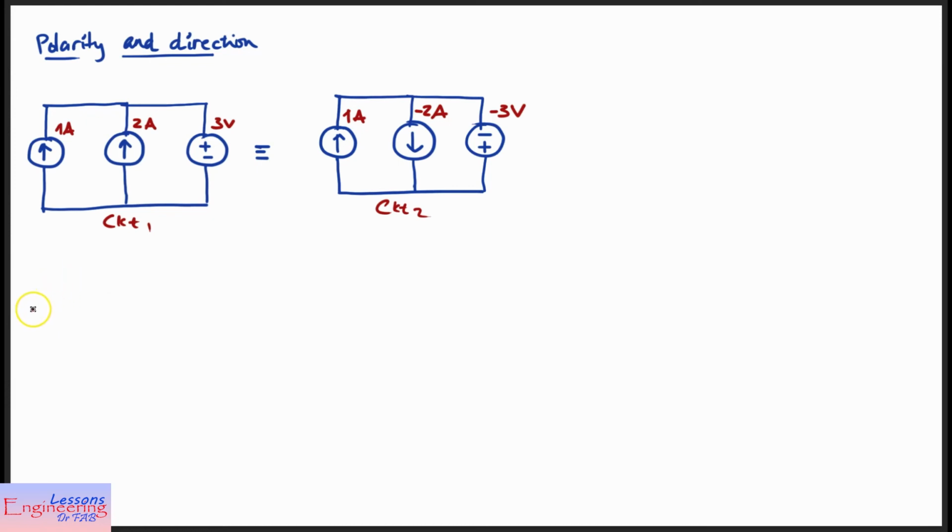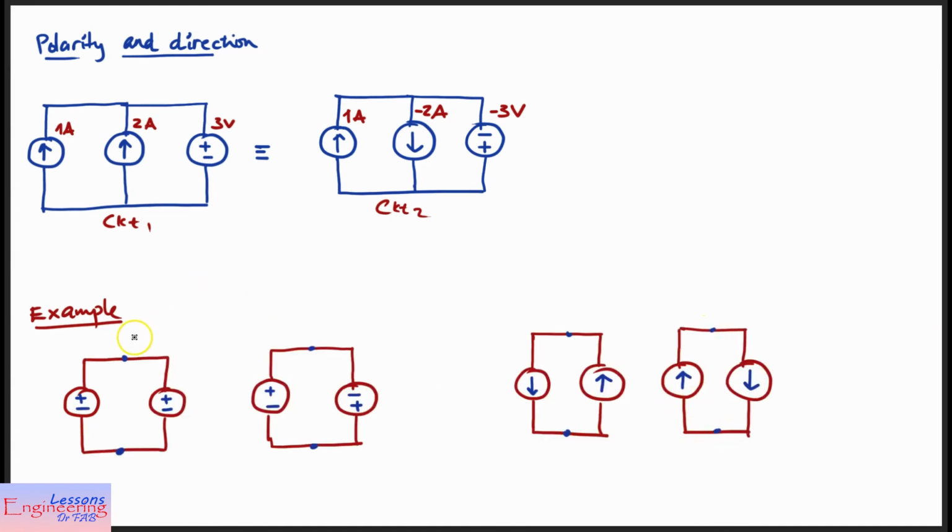Now based on this, let me give you an example, probably an interesting one. Let's compare these two circuits. We have terminals A and B. Now let's say this source here is 3 volts, and we have 1 amp here, 2 amp, and let's call this 3 amp.